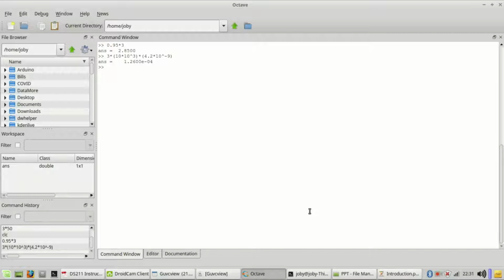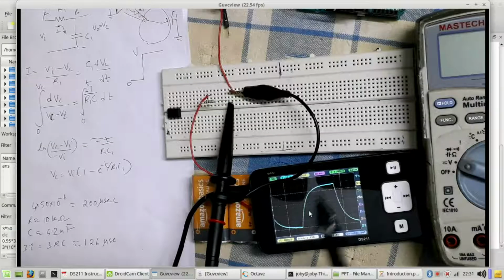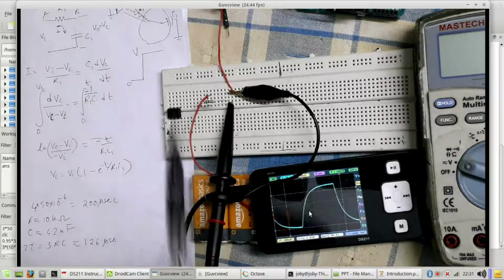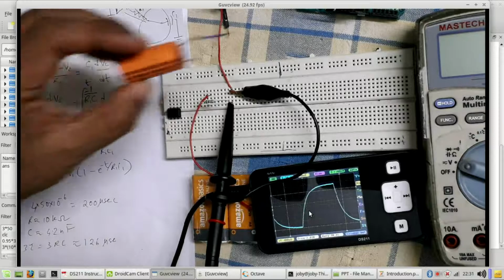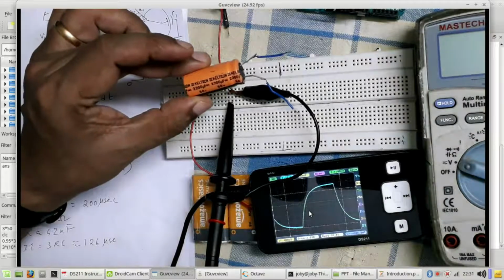This is the ballpark. As I said, there is stray capacitance and so on, and the output impedance of the source and so on matters. So approximately the time scale that you see is correct. So that is how the RC circuit behaves, right? So it's clear, very similar to what we saw with the large capacitance and the LED.